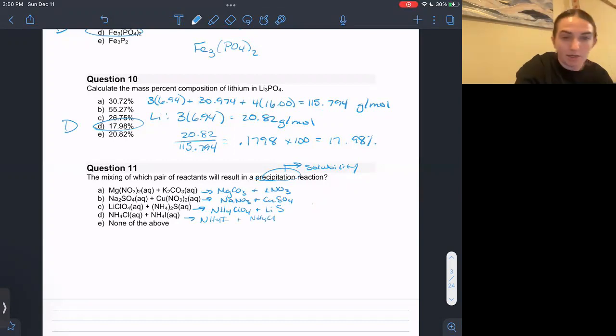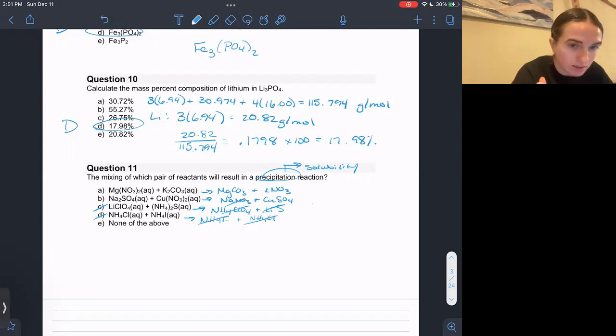Okay, so I know that my NH4 will always be soluble. So I know that this is soluble and this is soluble, so that won't work. This is soluble, so that won't work. I have to look at lithium. Lithium is usually soluble and there are no exceptions, so this won't work. Let's see out of the chart. NaNO3 will always be soluble, so this one doesn't work. And then copper sulfate, let's see.